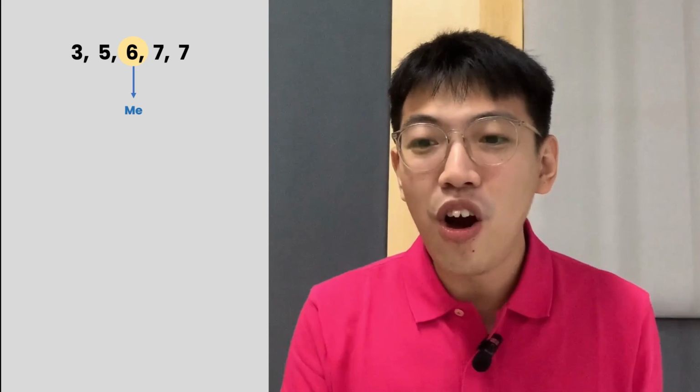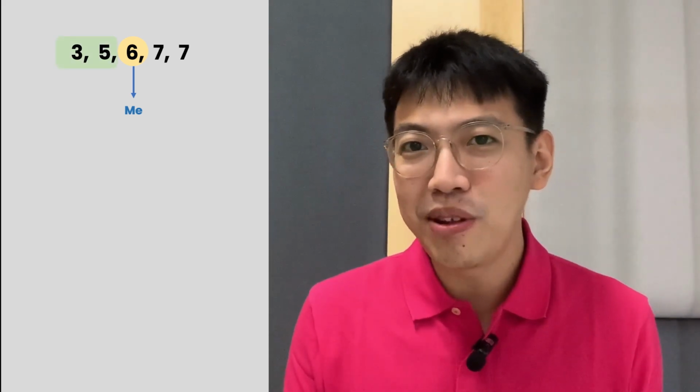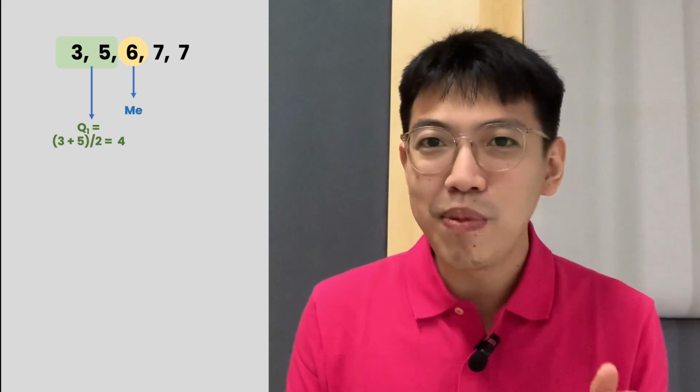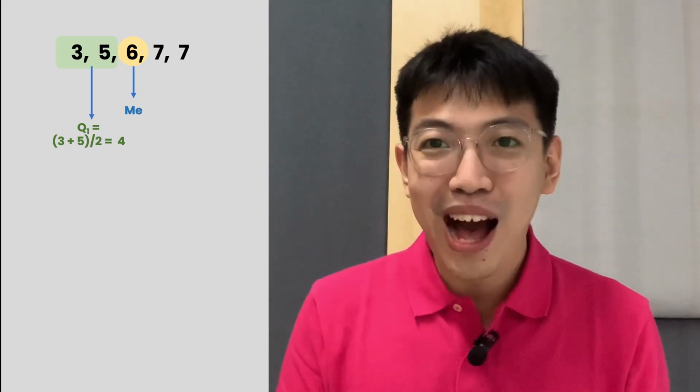How about the lower quartile? It is the middle value of 3 and 5. So the lower quartile will be the average between 3 and 5. It is 3 plus 5 divided by 2. It equals to 4.